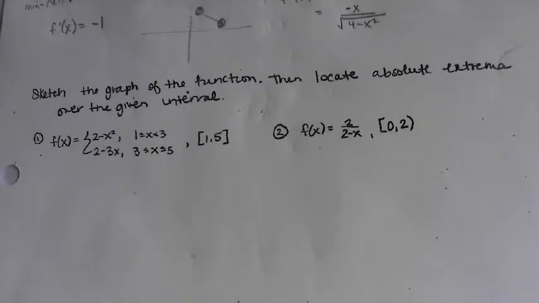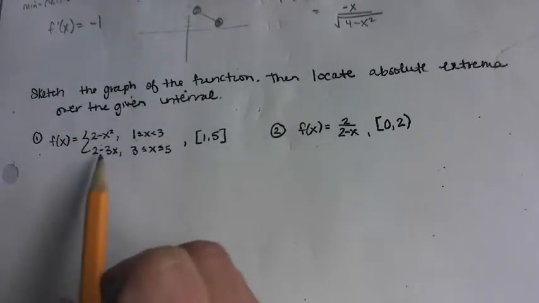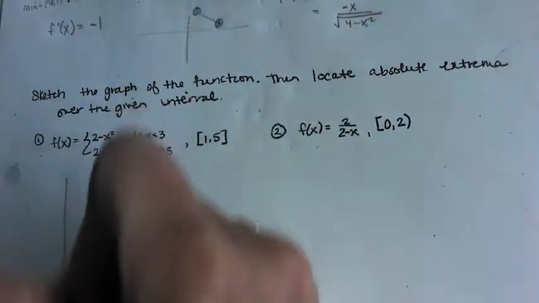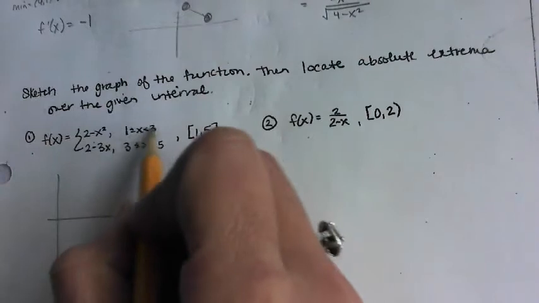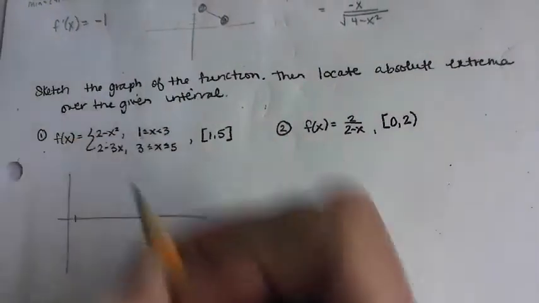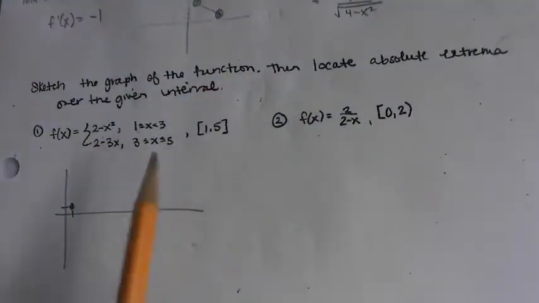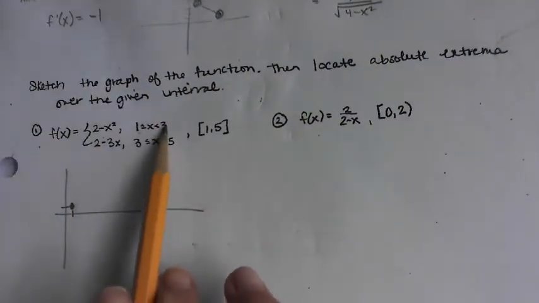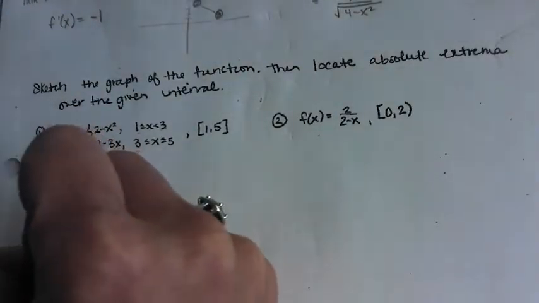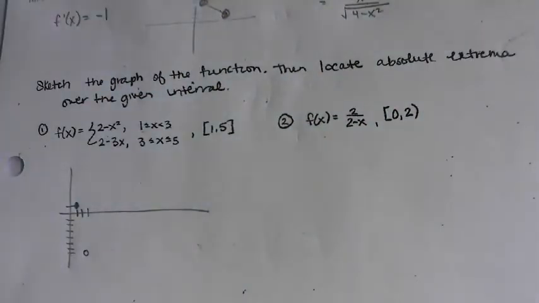In the next section with the piecewise function in step 1, it tells you to sketch the graph of the function, then locate the absolute extrema. So we have a parabola that has endpoints at 1 and 3, and then it transitions to a line from 3 to 5. So I think the best way to do this is come up with your endpoints of the parabola. So 1 comma what? (1, 1), closed circle. And then an endpoint at 3 comma what? (3, -7), and that one will be open.